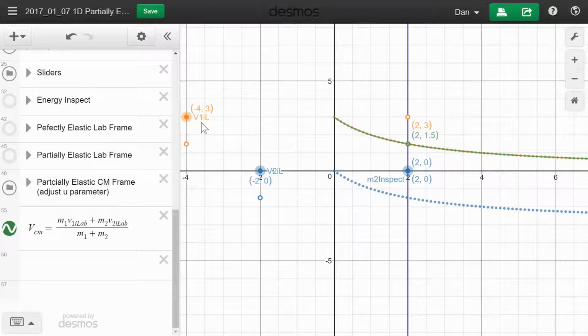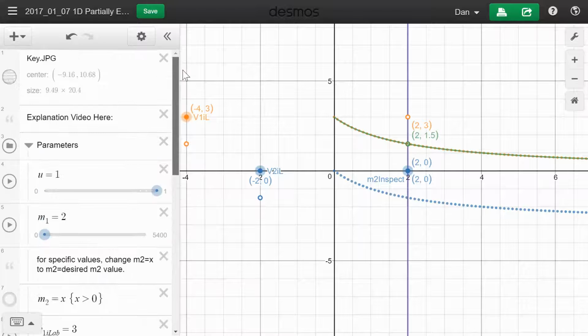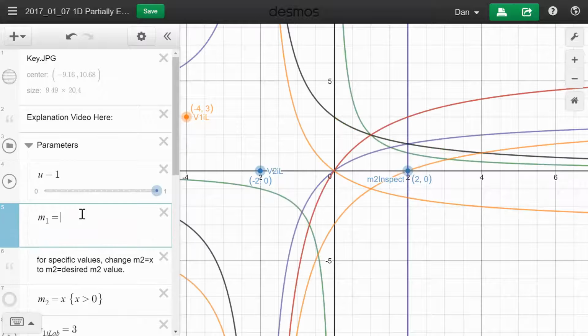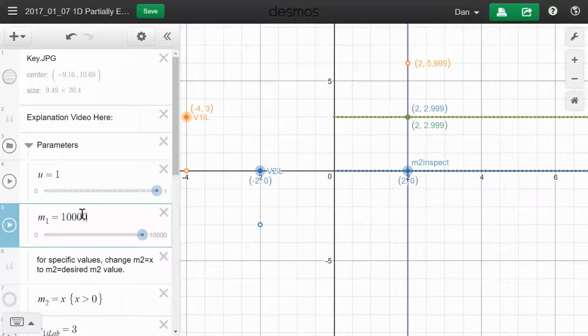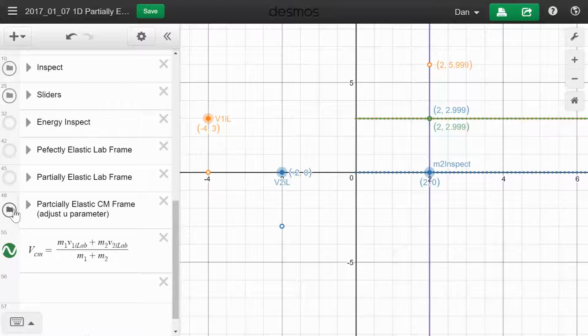Another common question is, what if you had a giant elastic tractor trailer hit a small elastic bug or something like that? So let's make this mass really big, let's make it 10,000 or something. You can see the lines flatten out because there's almost no change to the truck, and there's a big change to the bug. Right now we're still in the center of mass frame, so you can see the big tractor trailer is moving at the same velocity as the center of mass.